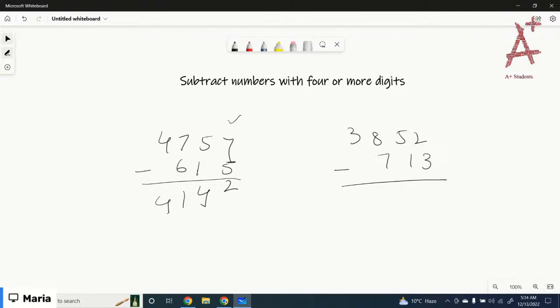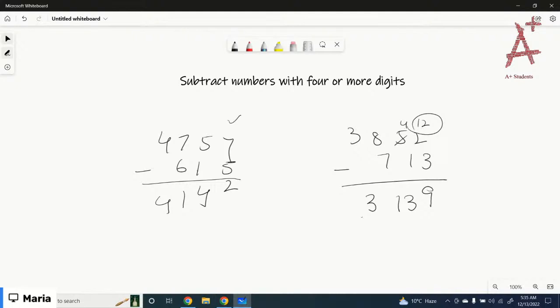Start with the ones digit. You cannot subtract 2 out of 3, so you have to borrow 1. It would be now 12. 12 subtract 3 is 9. 4 subtract 1 is 3. 8 subtract 7 is 1. And it would be 3.